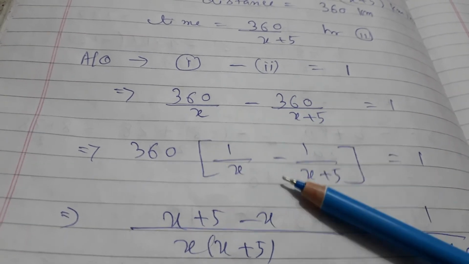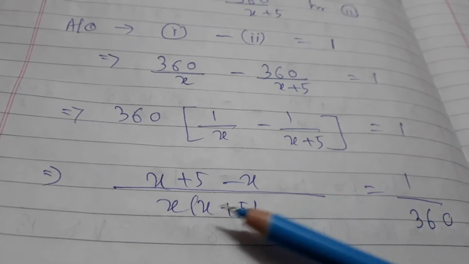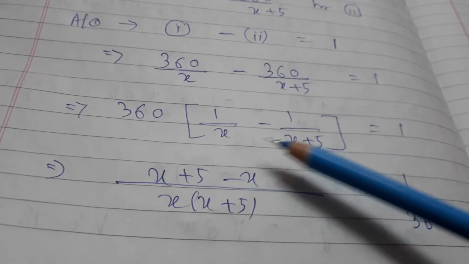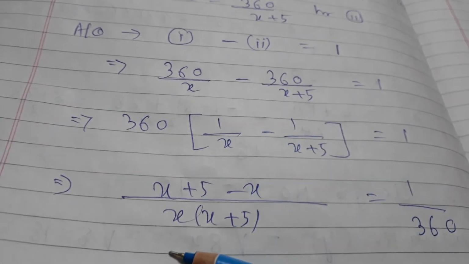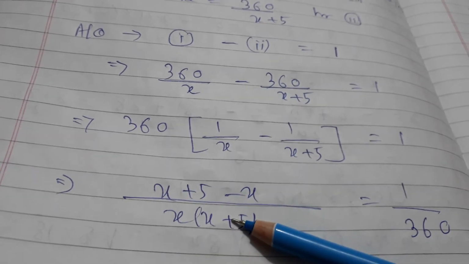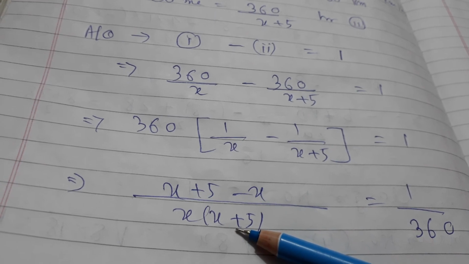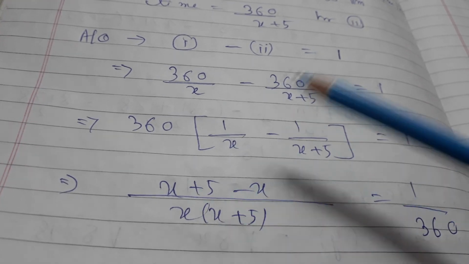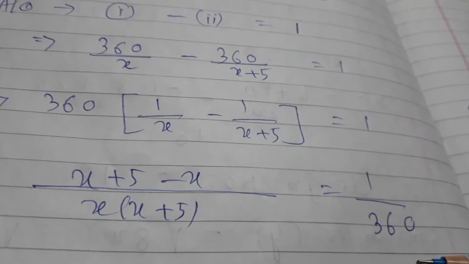So 1 by x minus 1 by x plus 5 equal to 1 by 360. Now you take the LCM of these two, x and x plus 5. You divide at first, so x cancels, x plus 5 remains, and minus x, plus 5 cancels by dividing, so x into 1 x.